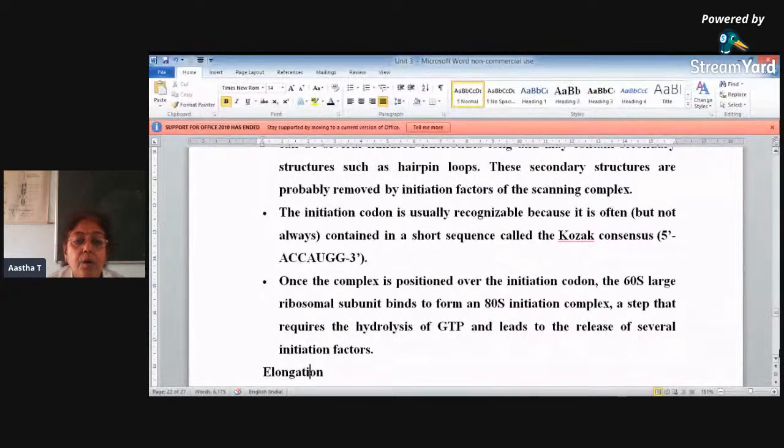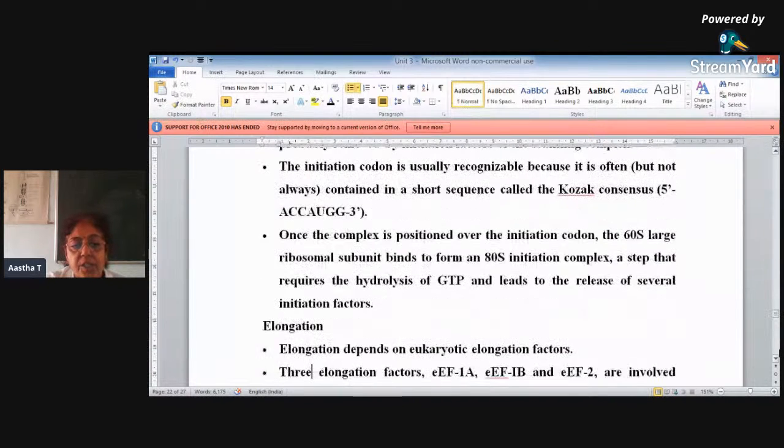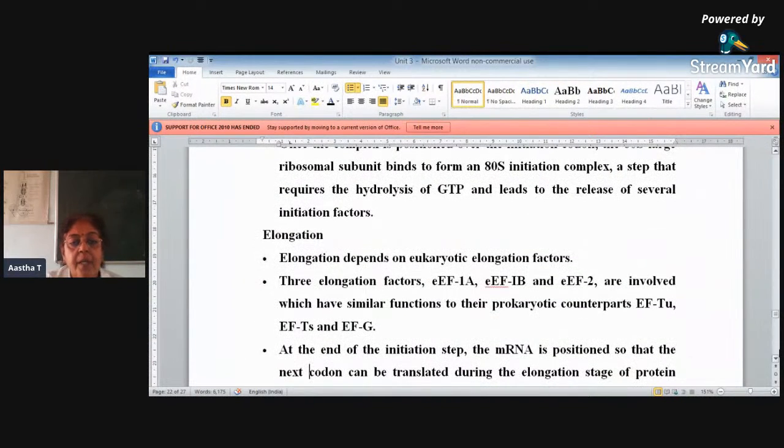Once the scanning complex is exactly positioned on the initiation codon, the 60S larger subunit binds to form 80S. It will bind to the 40S and it will form the 80S initiation complex, and this particular step requires GTP, energy in the form of GTP.